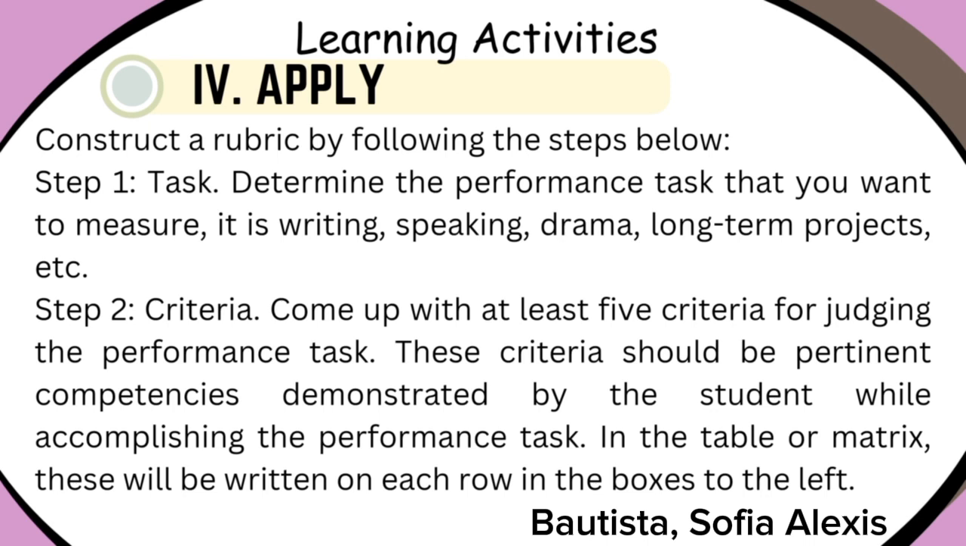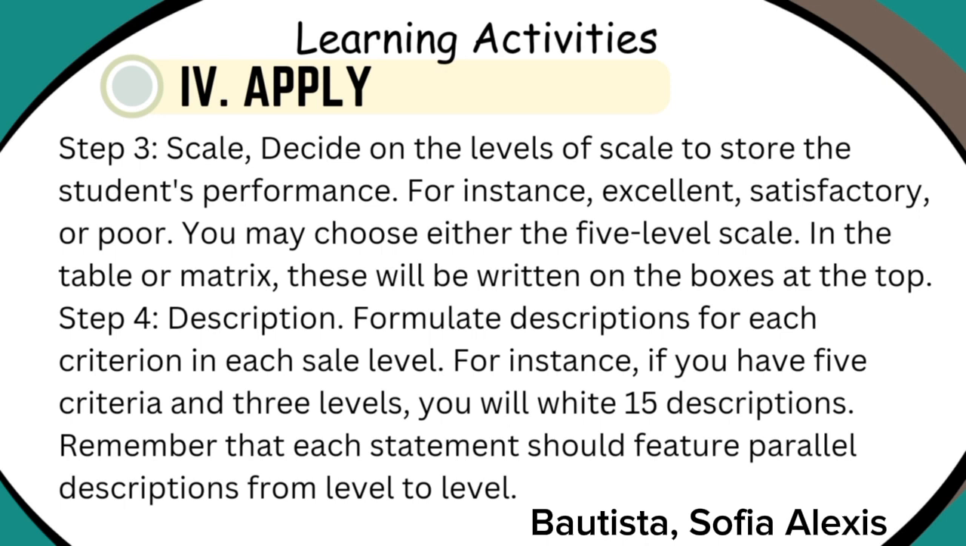These criteria should reflect the competencies demonstrated by the student while completing the task. For instance, if the task is writing an essay, the criteria could include organization, content, language usage, structure, and creativity. The third step is scale. Decide on the levels of scale to measure the student performance. You can use labels like excellent, satisfactory, or poor. Let's say we choose a 5-level scale: excellent, proficient, average, below average, and poor.